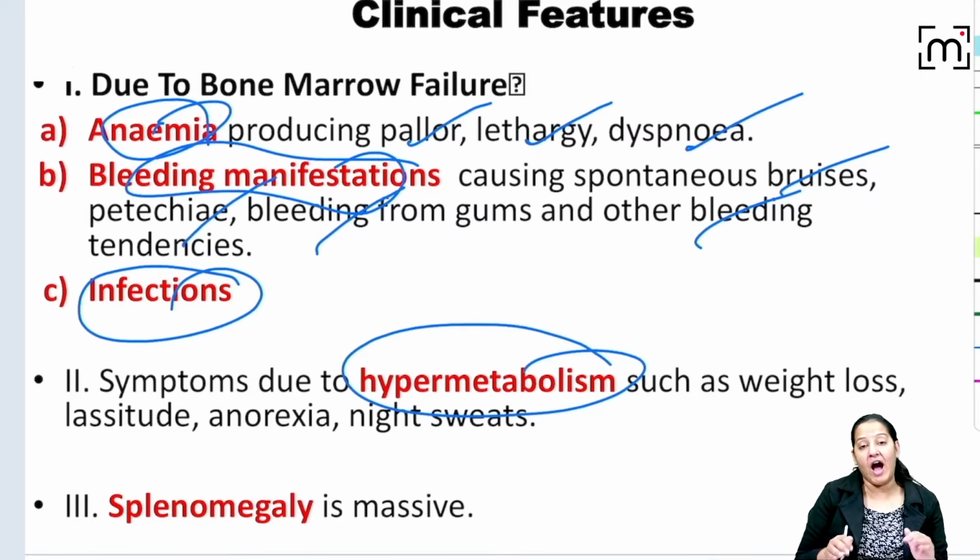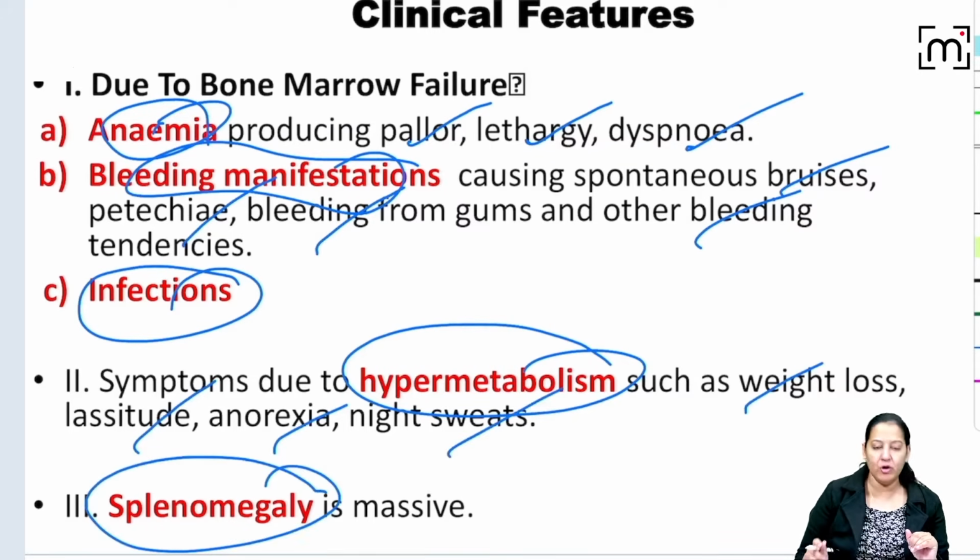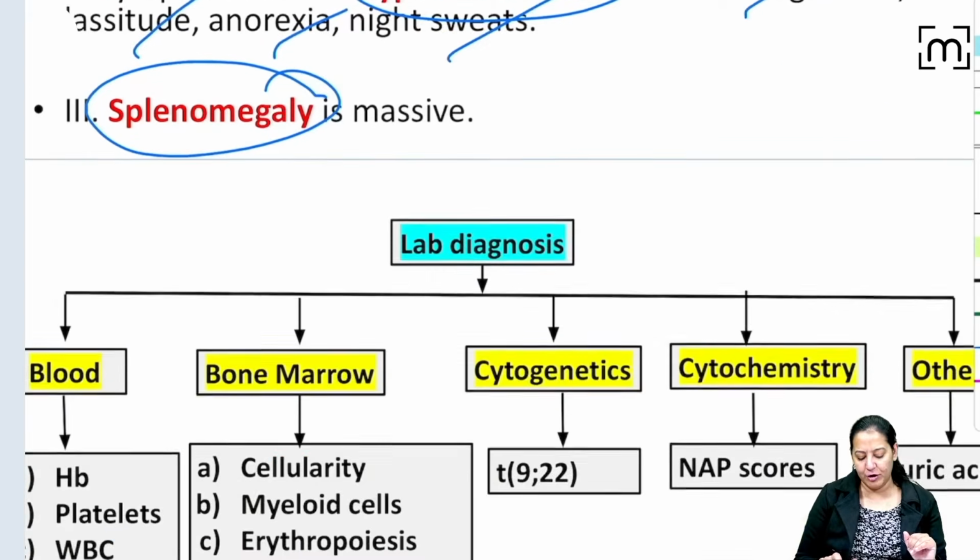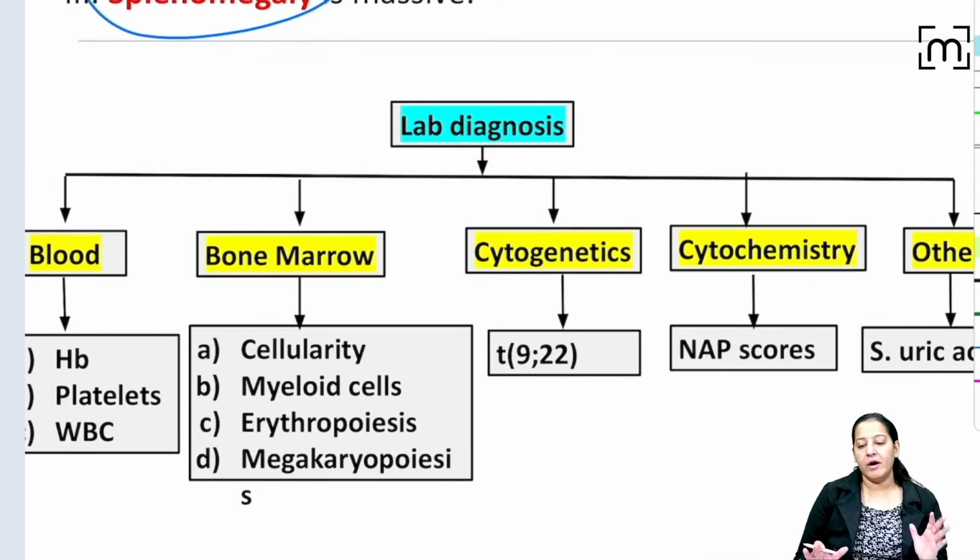The clinical features of hypermetabolism are also present, like weight loss, lassitude, anorexia, and night sweats. Along with it, the splenomegaly is massive. Now coming to the lab diagnosis.